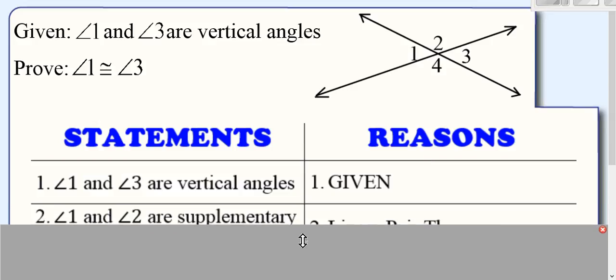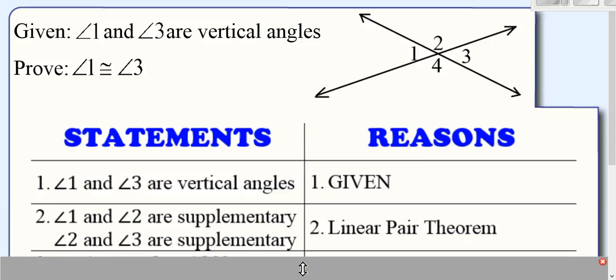So, like I said though, 1 and 2 are a linear pair, which means they're supplementary. Also, 2 and 3 are a linear pair, which means they're supplementary. So we kind of join two statements with the same reason.